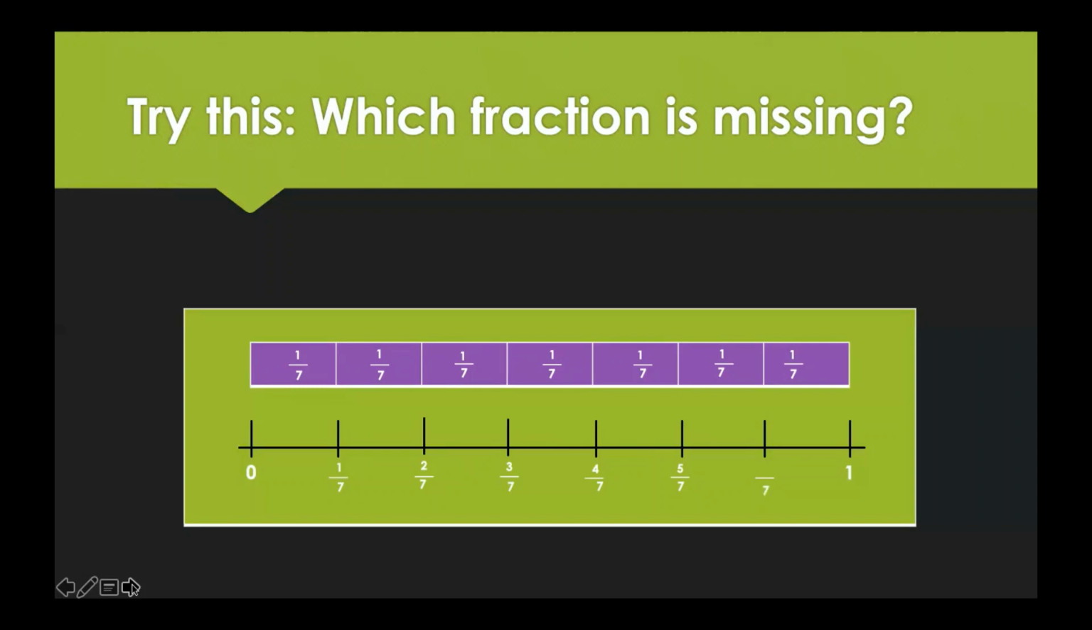Now let's focus on the numerator. Count with me. 0, 1/7, 2/7, 3/7, 4/7, 5/7, and what follows after 5? Yes, 6/7 is my missing fraction on this number line.